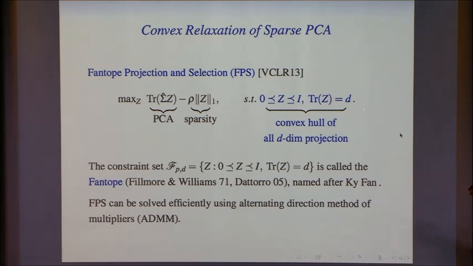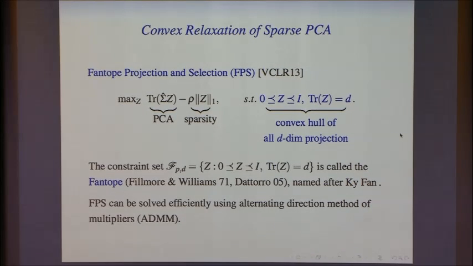And what's really interesting is the constraint set, right? Remember, we used to assume that the z shall be picked from the set of all d-dimensional projection matrices, but that set is not convex. The tightest convex hull of d-dimensional projection matrices is this one. So z shall be symmetric and positive semidefinite with all eigenvalues between 0 and 1, and the trace is d. So it can be shown, actually we didn't show this, we found this result in the literature. This is the convex hull of all d-dimensional projections, and it's called the Fantope, named after the mathematician Ky Fan.